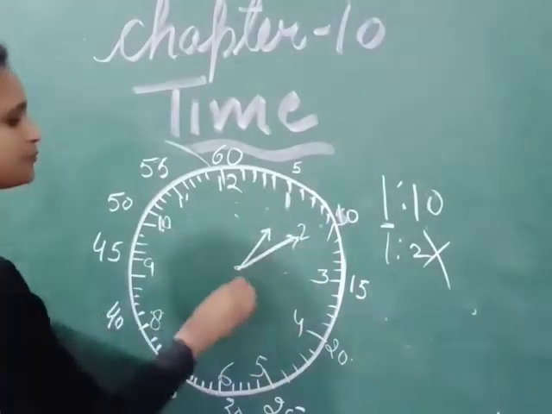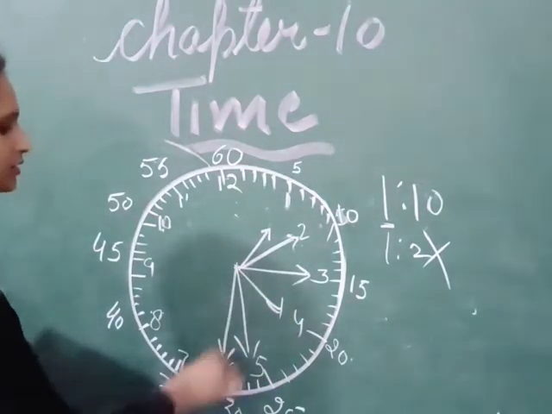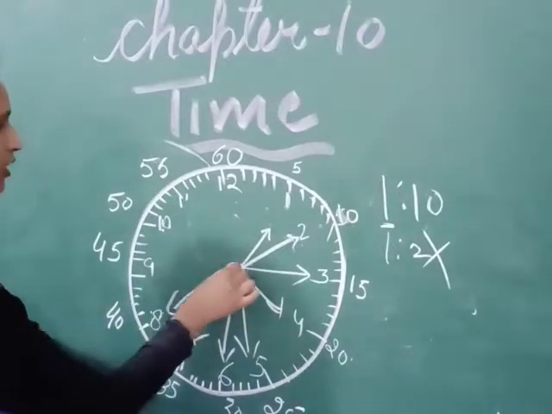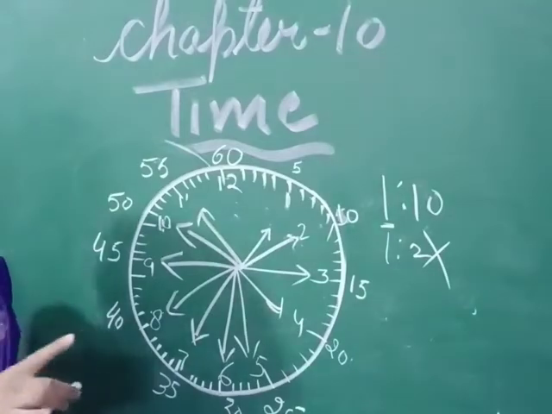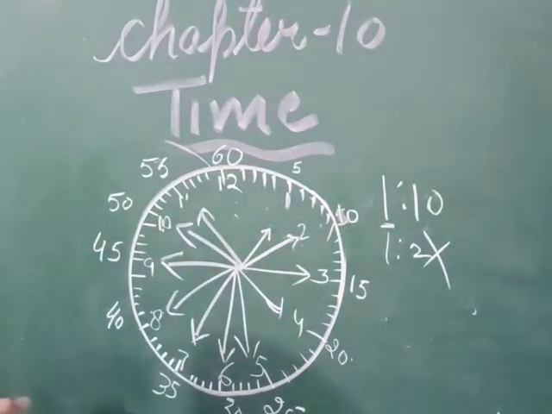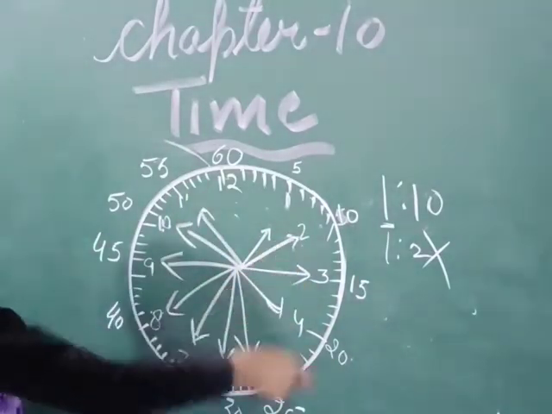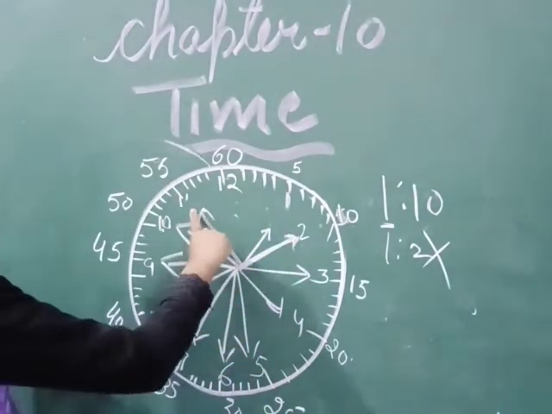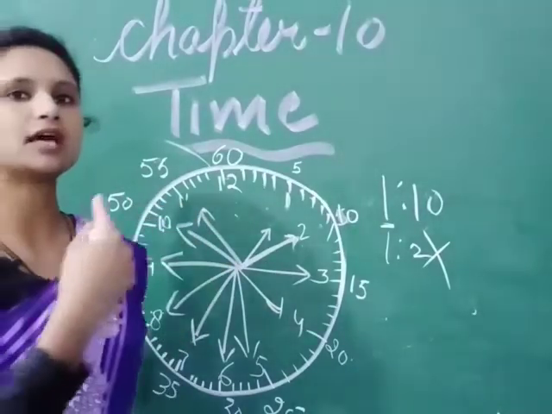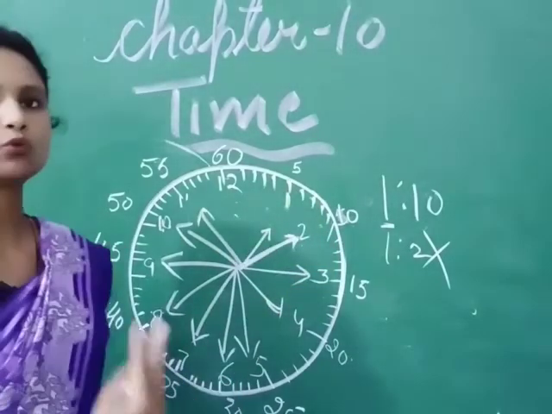1:10, 1:15, 1:20, 1:25, 1:30, 1:35, 1:40, 1:45, 1:50, 1:55, and then 1:60? No, 1:60 is wrong. After 1:55, the hour will change. Then it will be 2 o'clock. After 1:55, the hour hand changes to the next number.